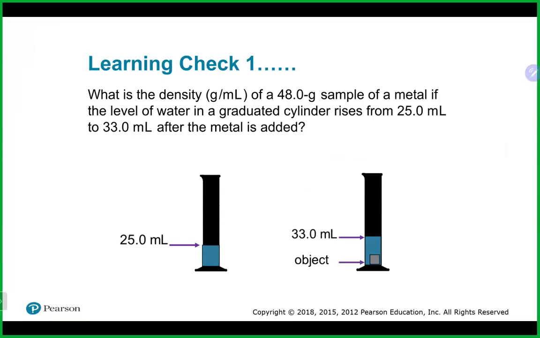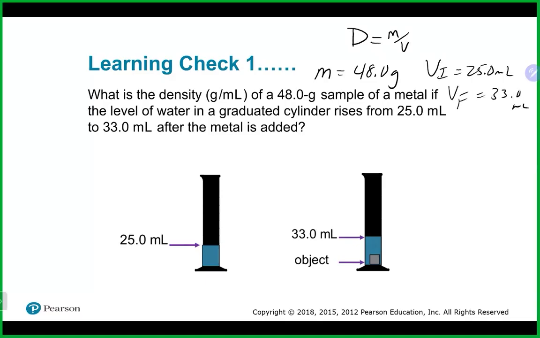Okay, so clearly in this case, we're dealing with density. So we should think about our density equation. Density is mass divided by volume. Oftentimes, a really good practice is to pull out the information and see what you have. It'll maybe point you in the right direction if you're not sure. Obviously, here we have the mass given to us, which is 48 grams. We have an initial volume of 25 milliliters before we put the object in there, and a final volume of 33 milliliters. So we have a volume and a mass, so we can solve for our density.